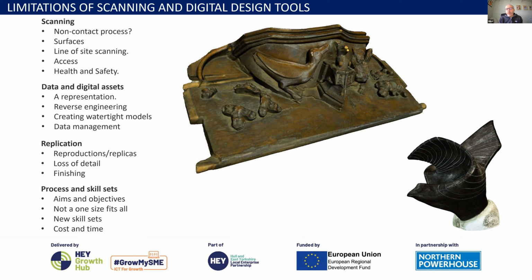Access, whether it's a small object or a big object: how are we going to hold a small object for the scanner to see it? How are we going to get around a big object for us to place all the scanners to gather the data that we need? Do we need to do aerial scanning, etc.? And sometimes that has health and safety issues, if we're trying to scan something on the edge of a cliff, or something several meters up in the air where we need to get up in the air to point our scanners to it.